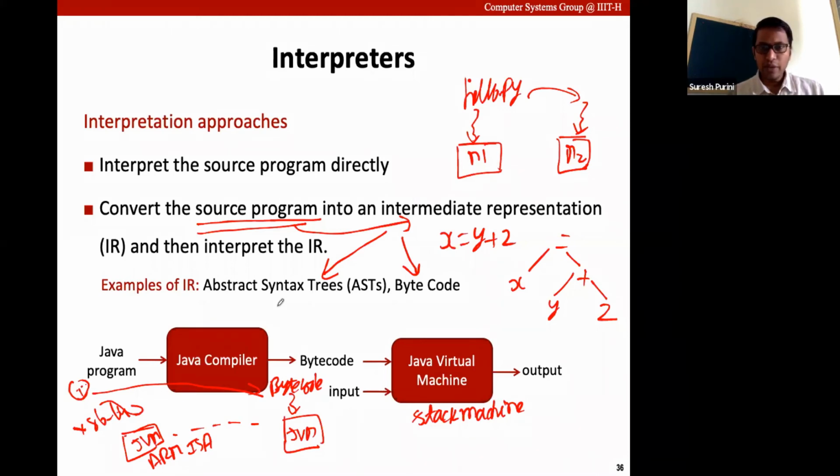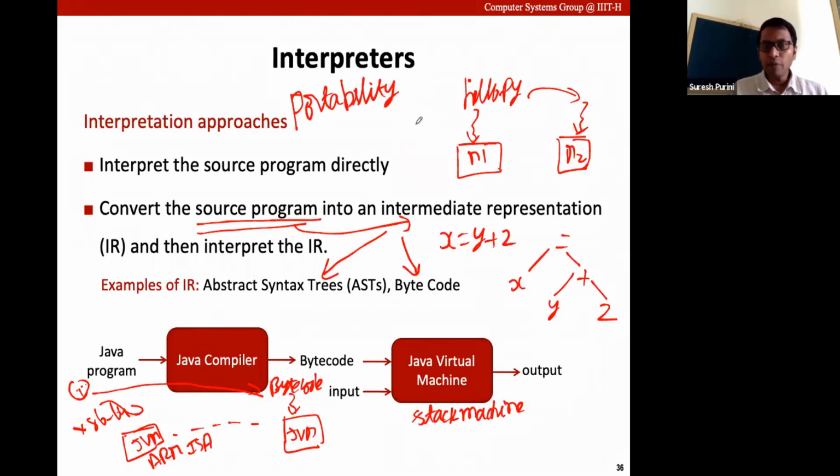So this is one, portability. Interpreters help in portability. The big advantage of interpreters is code portability. Code portability is a big advantage.